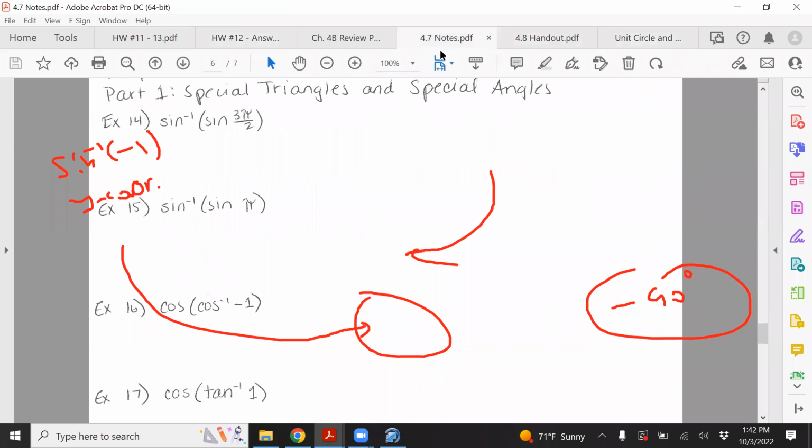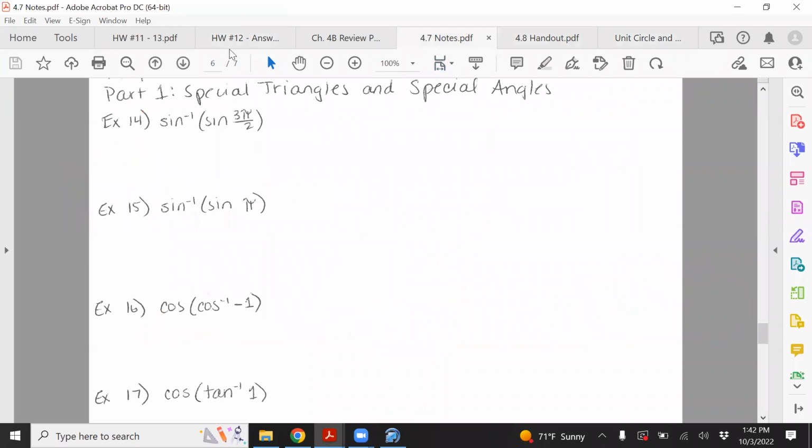So coming back again, doing this one more time. This right here equals -1. So you have inverse sine of -1, which equals theta. So theta is going to equal -90 degrees.